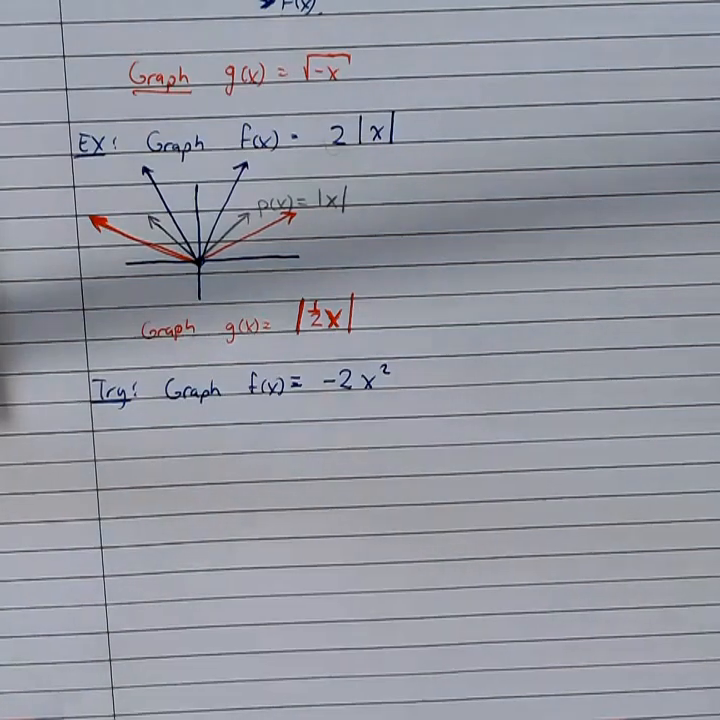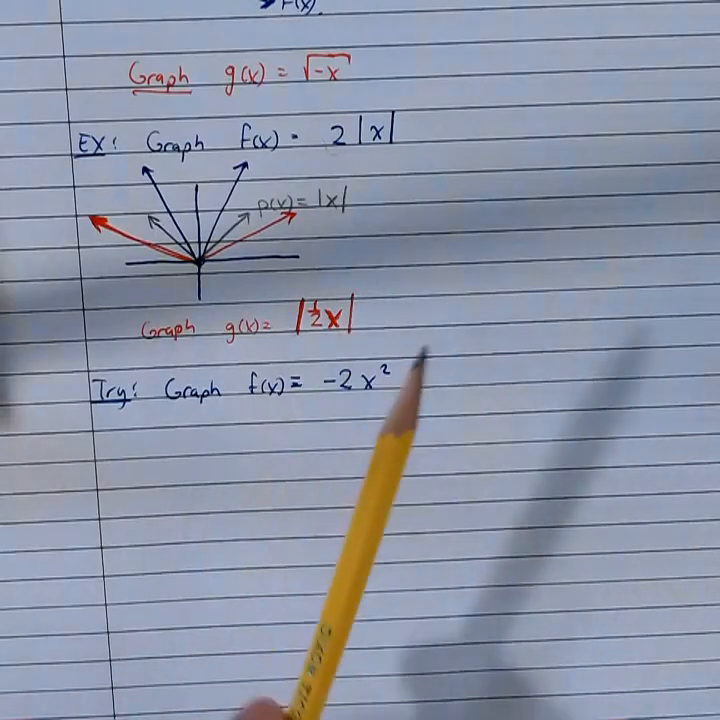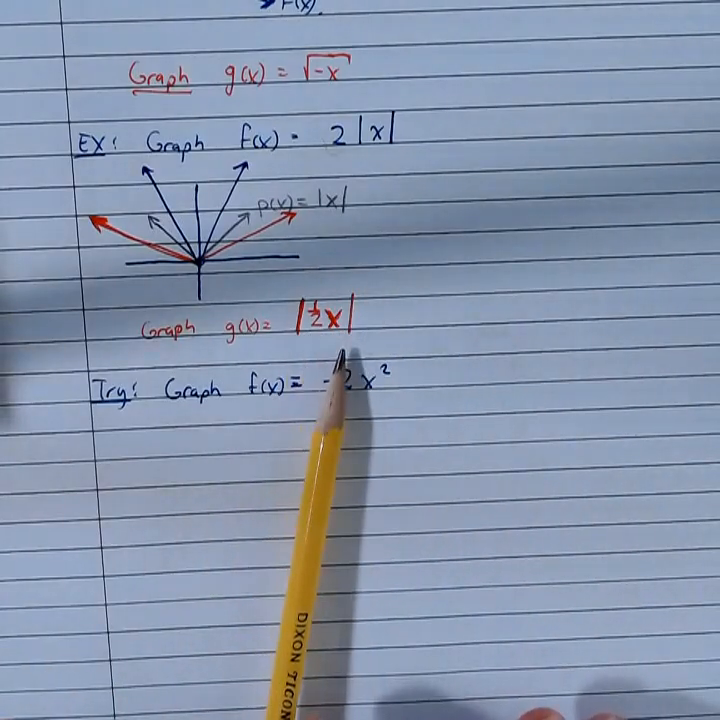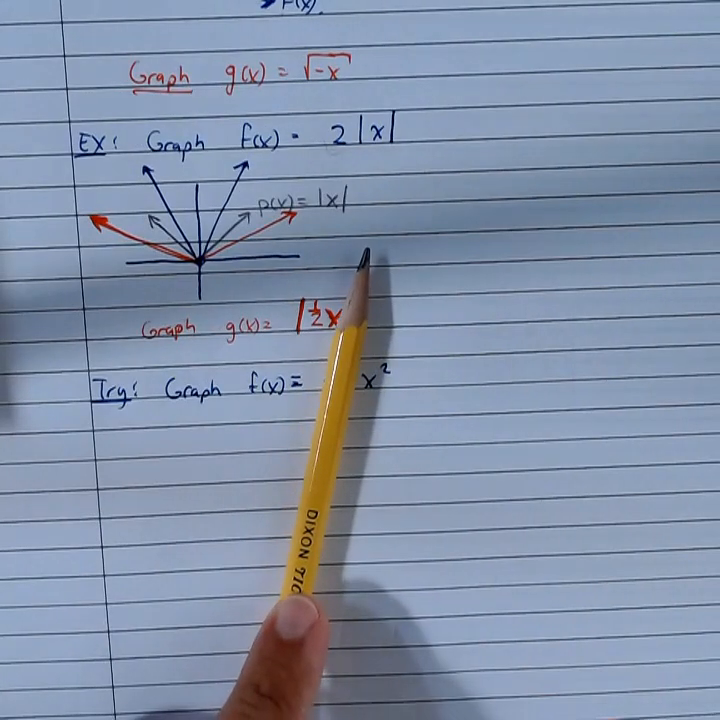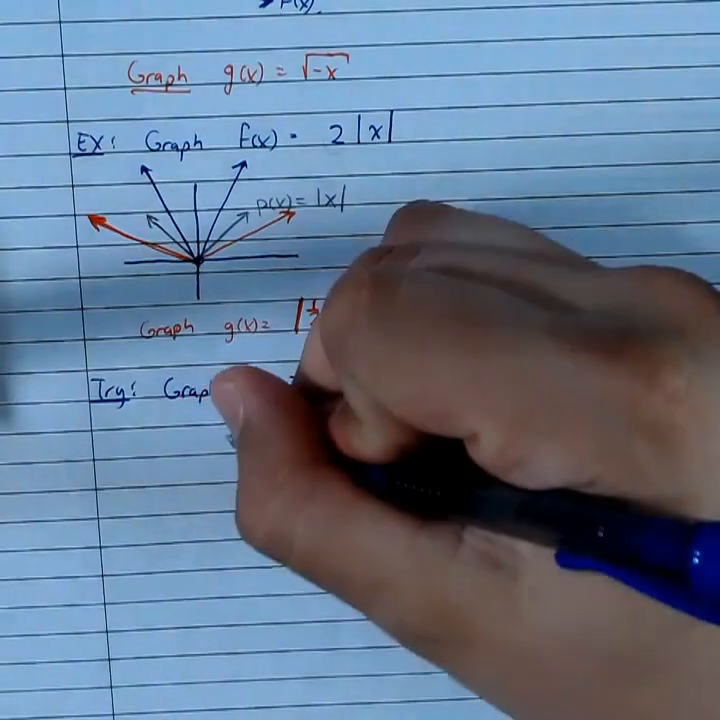So we're starting with the parent function here. Note that if you ignore everything besides the most basic operation, if you ignore all additions, subtractions, multiplications, and divisions, it's basically just x squared. So our parent function is the parabola.